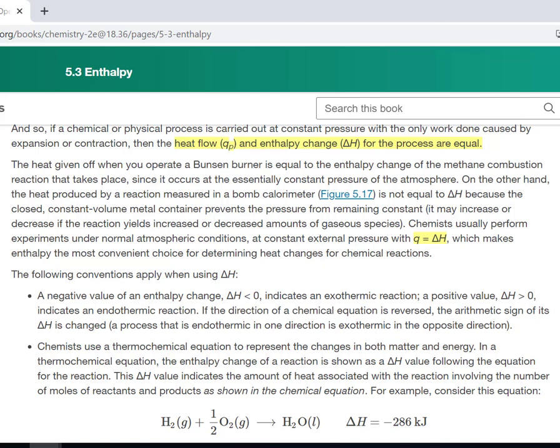If we were to reverse the chemical equation, we would reverse those signs. So whatever the enthalpy value of a chemical reaction is, if you flip it around, you would change the sign for the enthalpy to get that new value.